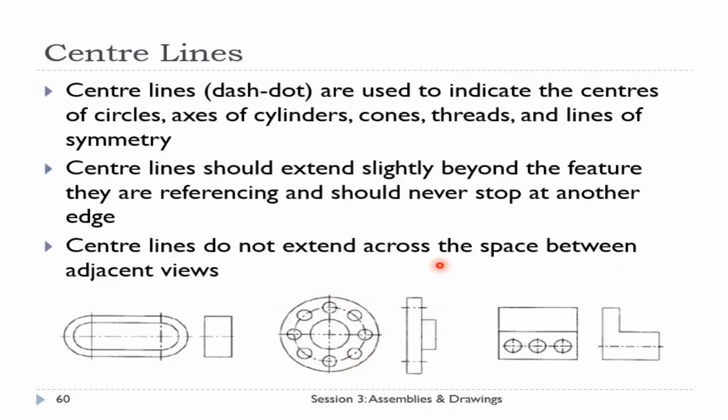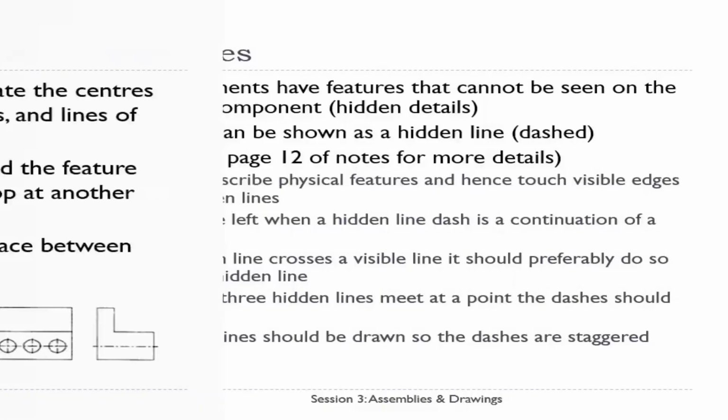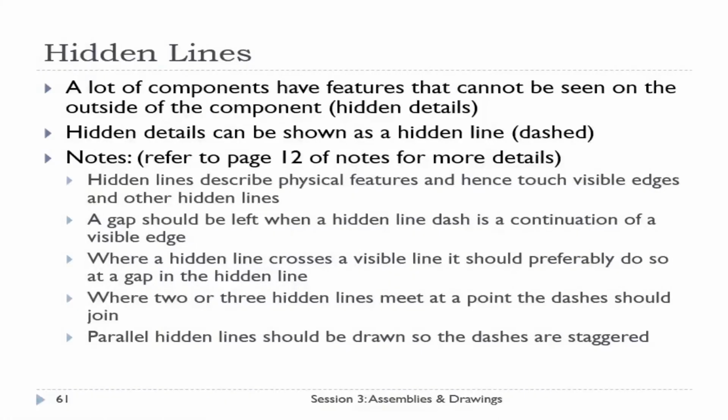We say central lines do not extend across the space between the adjacent views. So here is the example. We have the front view of the part and the side view. As you see, the central line is not extended from one view to the other one.